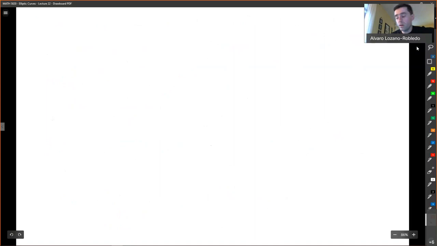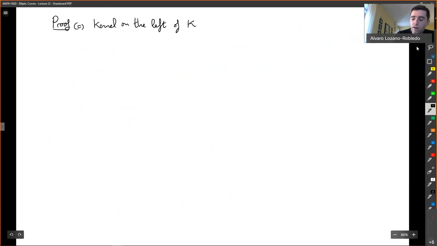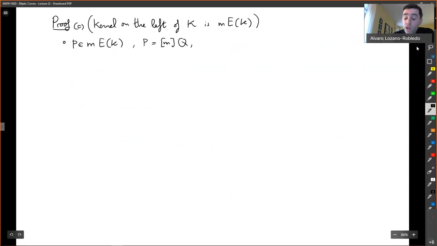Okay, so this is the proof of part C: the kernel on the left of kappa is mE(K). That's what I want to prove. So let's start first. I'm going to prove that mE(K) is in the kernel and that the kernel is contained in mE(K). So first, let P be a point that is a multiple of m. Then P can be written as m times Q with Q defined over K.